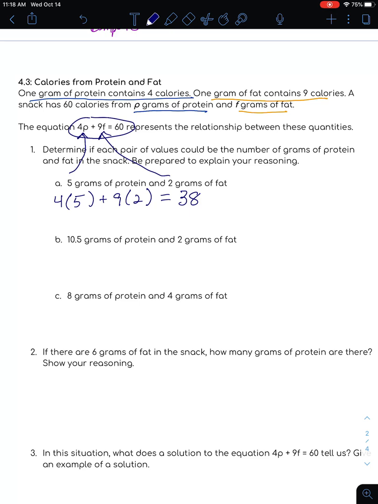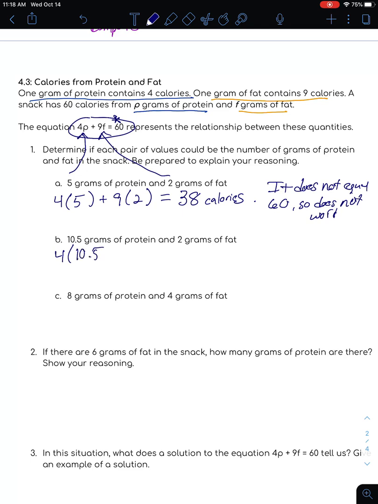All right, so 38 calories. It does not equal 60, so it does not work. Recall that in our equation, the grams of protein and fat need to eventually work out to give us 60 total calories. In this case, it was 38, so that didn't work. All right, let's try the next one.